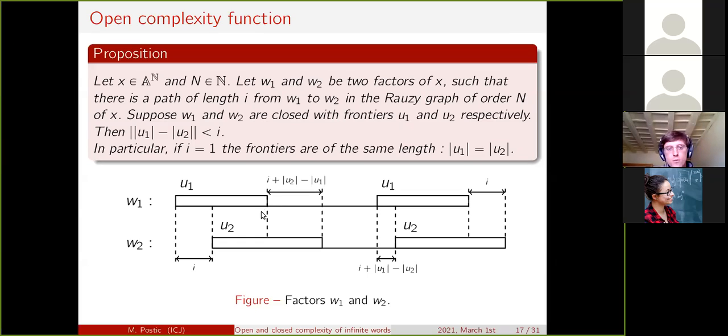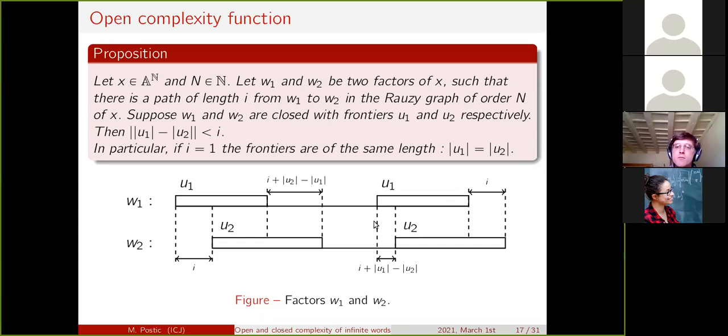If it's not the case, what happens is that the first occurrence of U1 ends after the first occurrence of U2 ends here. So it would mean that U2 would actually end somewhere here, and it would be a factor of U1. But if U2 is a factor of U1, then U2 has to appear somewhere here inside U1, and it means that U2 has to appear somewhere here in the word W2. And this is not possible because, as I told you, U2 has to appear only twice, once here and once here. So we know that this has to be strictly positive.